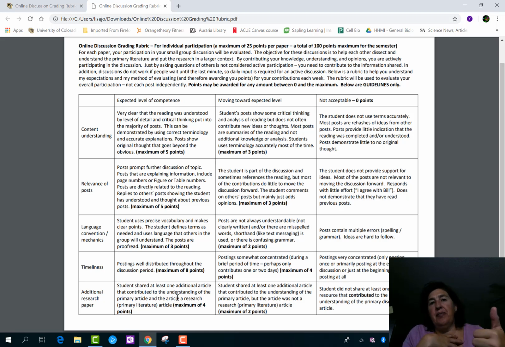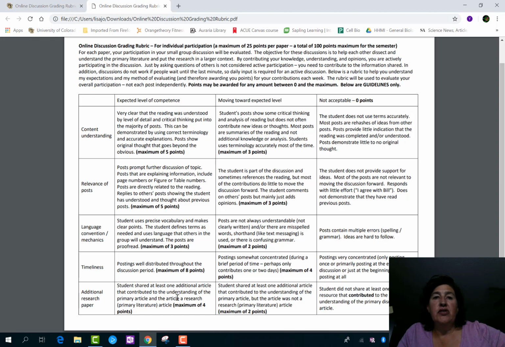Review articles are not primary literature. They're called secondary, so they're taking other people's work and summarizing. And review articles are awesome to read. If you find a good one, share it for sure. But note that you also need to go beyond the paper we're reading and bring in some additional research.